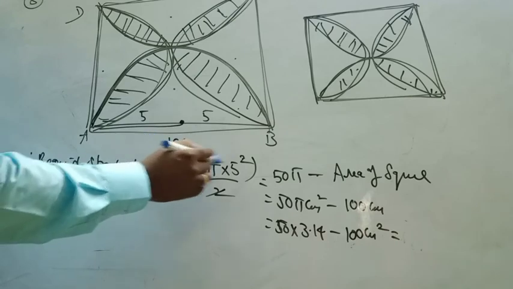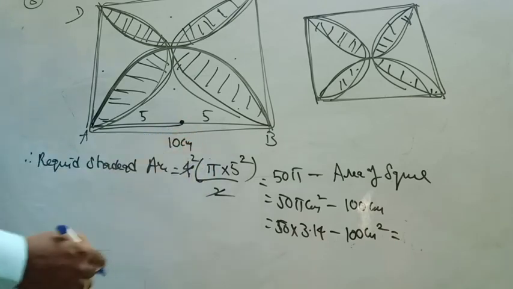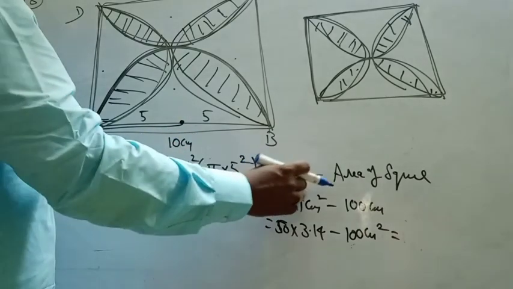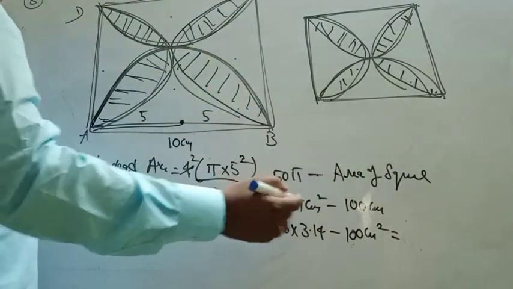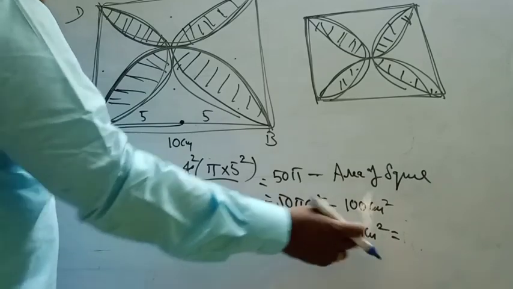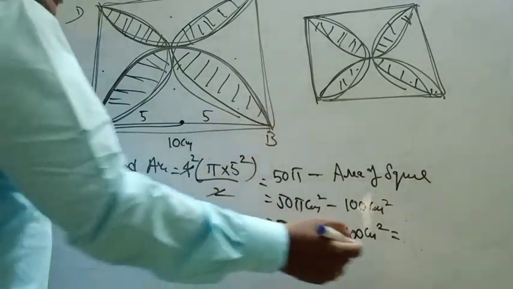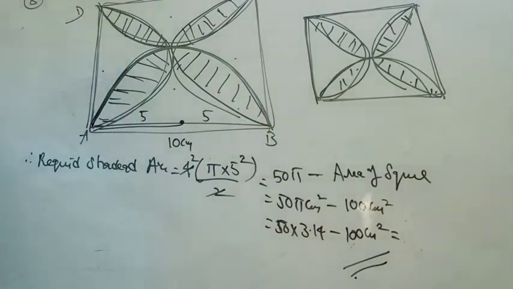4 times pi r square by 2, the area of the semicircle, that is 50 pi, minus the area of the square. That area of the square we subtract, 100 square centimeter. If you simplify this, you will get the area of the shaded portion. In this beautiful way, you will get this problem, my dear students.